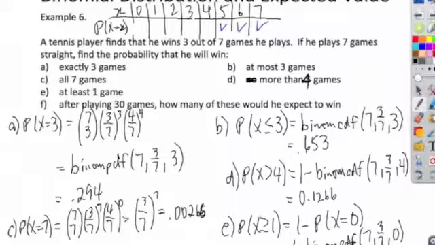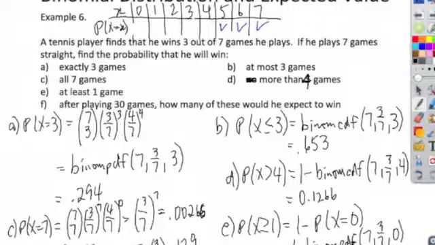Question F, the expected value is equal to np. Sorry, the question says, after playing 30 games, how many would he expect to win? So his number of trials is 30. Probability of success on each trial is 3/7, and so that would give us an answer of 12.9, which you may interpret as approximately 13 games. So out of 30 games, you might win approximately 13.